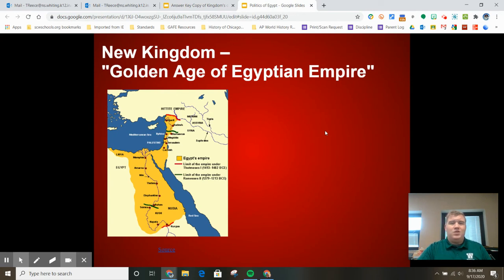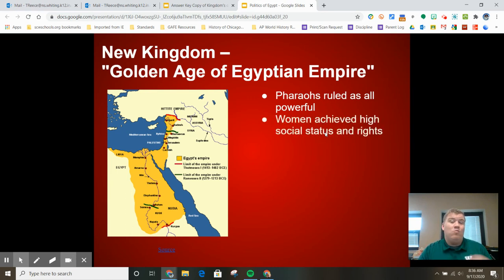All right, so the Golden Age of the Egyptian Empire, basically the thing is that pharaohs had all the power in the world, but something has changed. They started realizing that things needed to change among the social aspect, and that is women achieving higher statuses and rights in this time period.